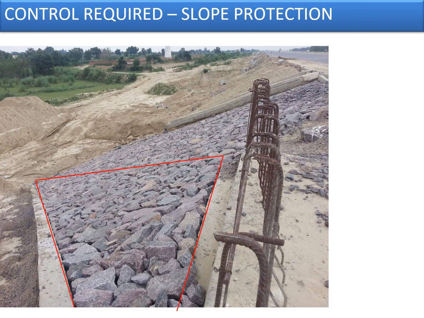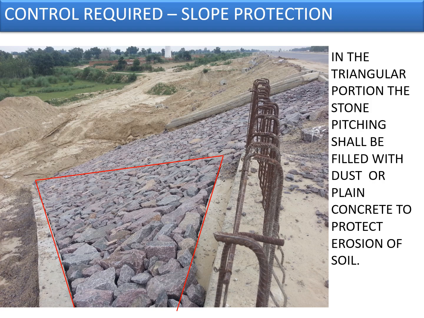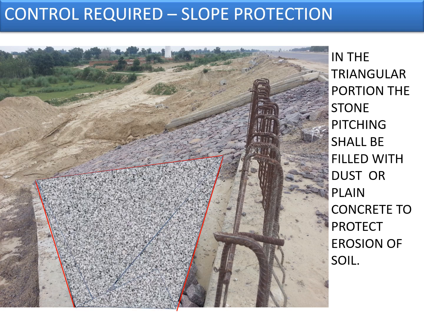Once that is done, you can further cover the sloping areas close to the wing wall, the triangle which is being shown here. It can be properly covered with a concrete portion also, so that this area, being the weakest area as far as the compaction is concerned, if covered properly with concrete, the water will not penetrate below, and the chances of erosion will be less. So in the triangular portions, the stone pitching shall be filled with dust or plain concrete to protect the soil from erosion, as shown in the photograph.